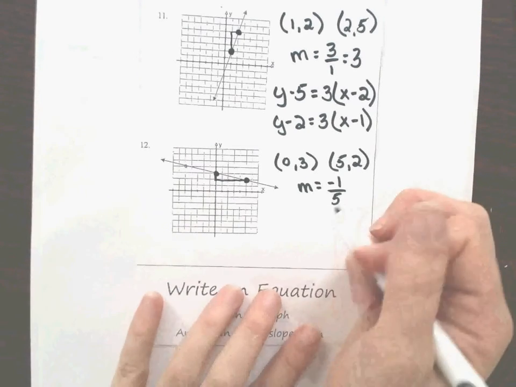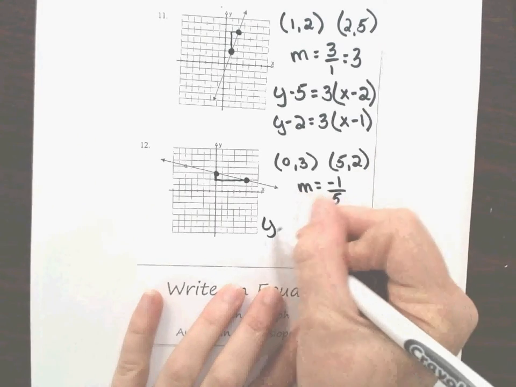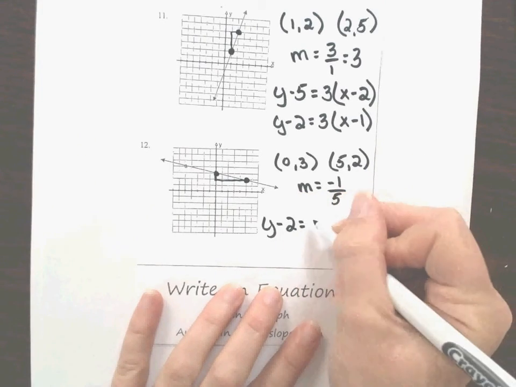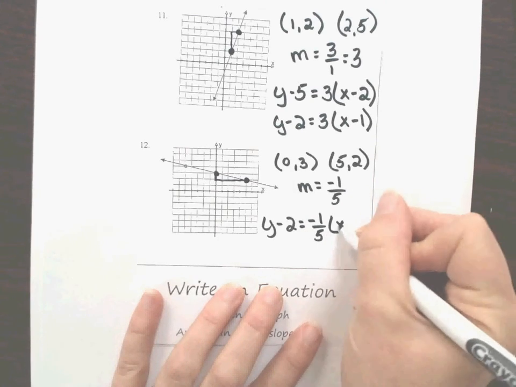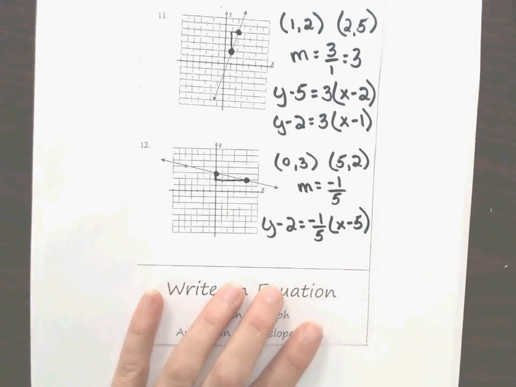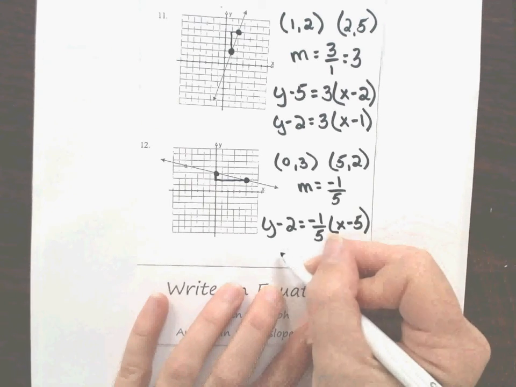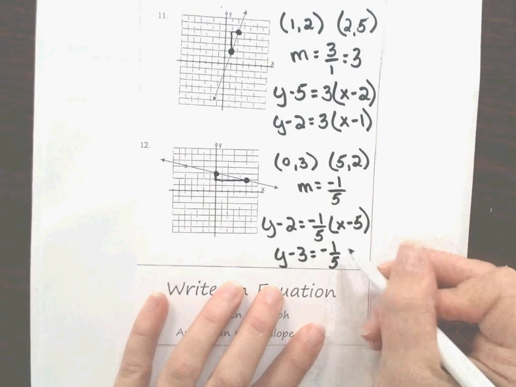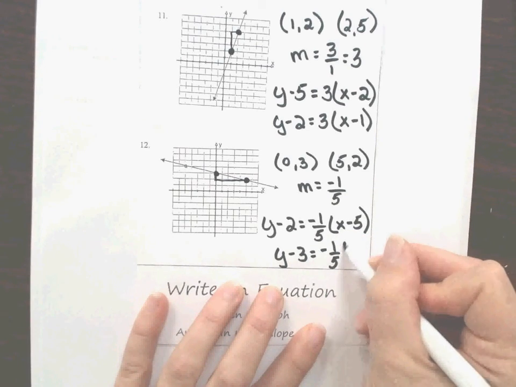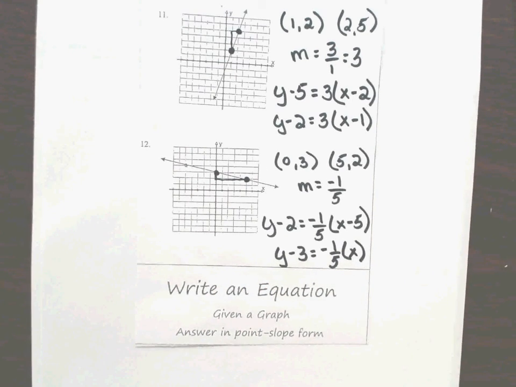So choose a point and write the equation. Y minus 2 equals, so you want the second point, y minus 2 equals -1 over 5 in parentheses x minus 5. Okay? Choose the other point and write your equation, 0, 3. Y minus 3 equals -1 over 5, and then x. Yep, because you don't put the 0.